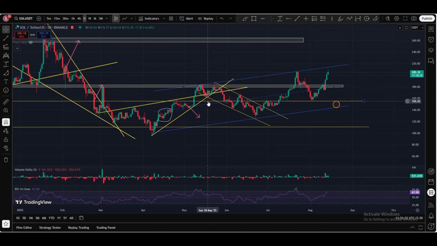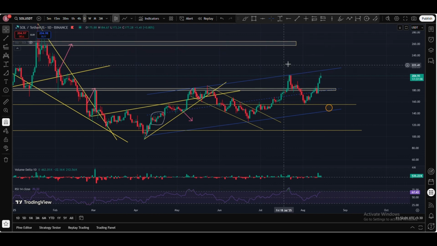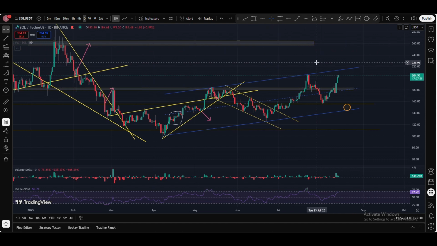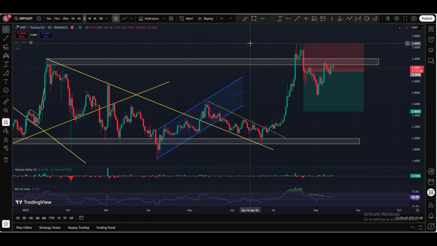Solana is going in a parallel channel, and you can see Solana is coming to our parallel channel's upper level. At that level, the market can be rejected. Actually, I also see a bearish RSI divergence in the Solana chart. Next, we can move to XRP.